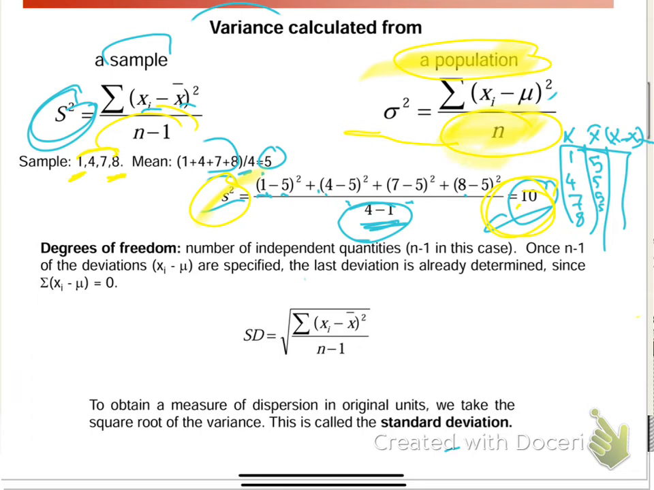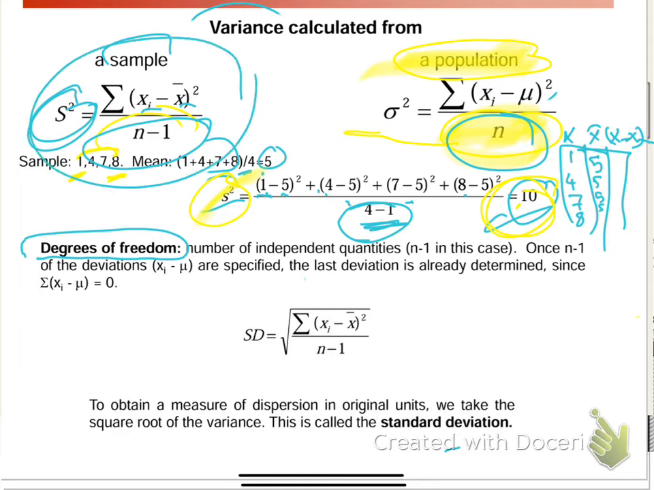Some people ask why in the population it is n and in the sample it is n minus 1. There is something called the degree of freedom. It doesn't matter in this topic, but the derivation of this formula actually depends on the degree of freedom. For the sample, the degree of freedom is not n, it is n minus 1. That's why they change it to n minus 1 in the case of sample, whether it is variance or standard deviation.